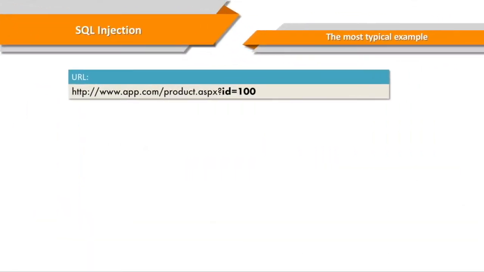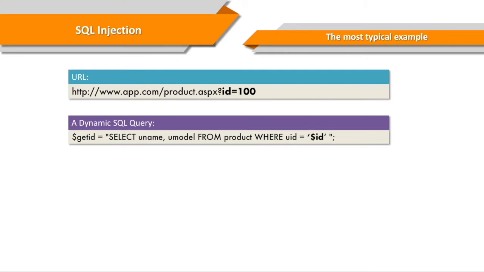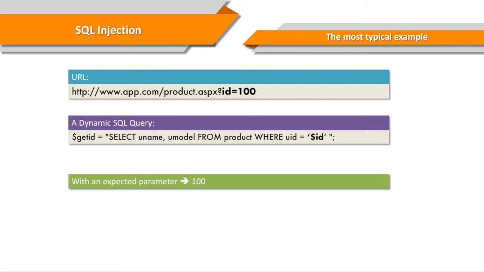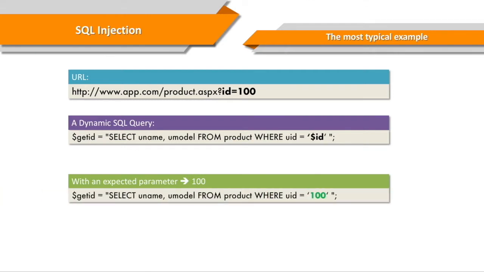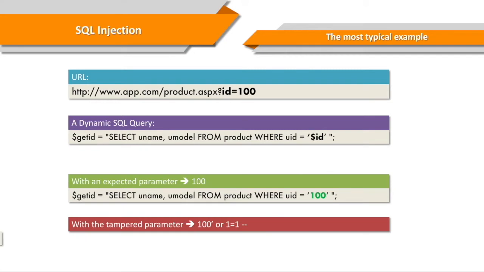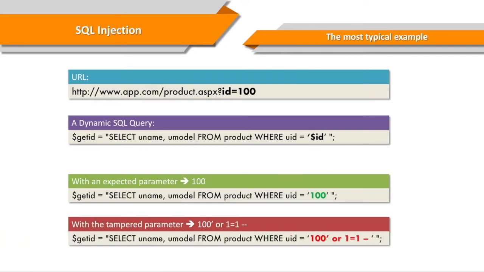Here, there's a typical SQL injection example. We're in an online shopping site and would like to see a laptop. The URL for the laptop can be seen on the slide. The SQL query to bring the details of the laptop will be something like this. With an unexpected parameter, the SQL query becomes just like this. Now, what if we tamper with the ID parameter and send the ID string like this?